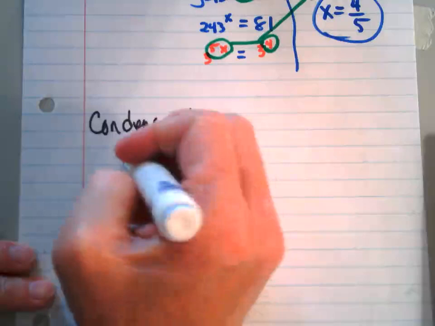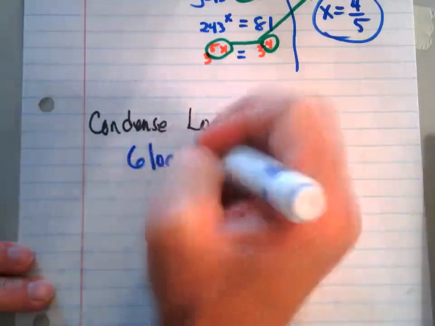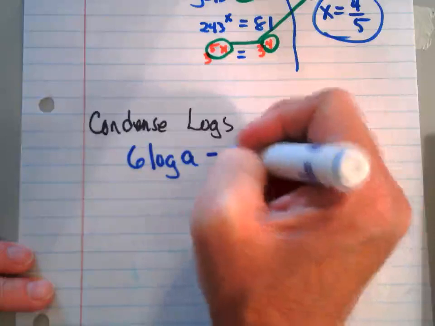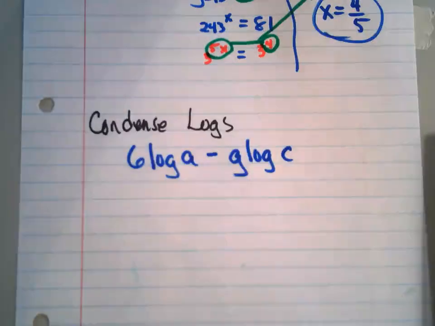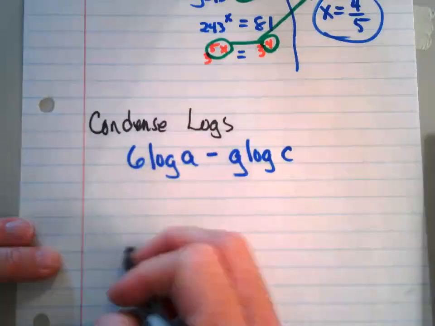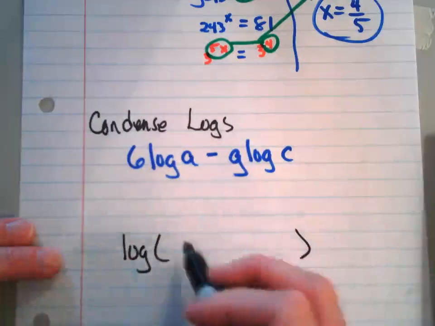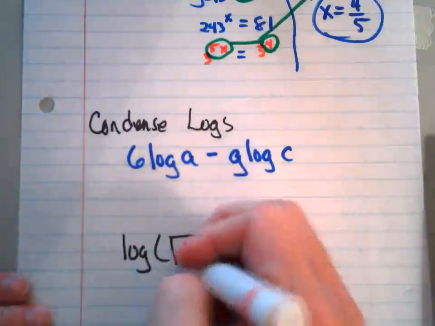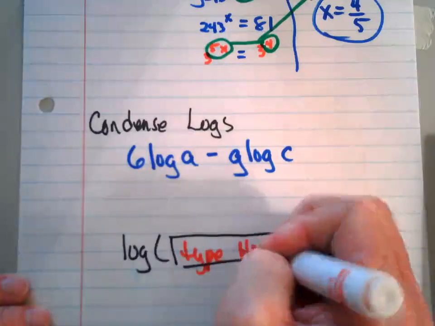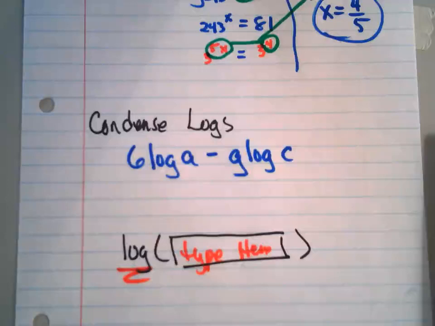So here you have 6 log A minus G log C. All right, so they want us to condense it into a single logarithm. And so in Delta Math, it appears in the answer, they already have the log set up so that when you're ready, all you would have to do is type your answer here. So the logarithm is already set up so that you don't have to type that part in. They've already got that set up for you.